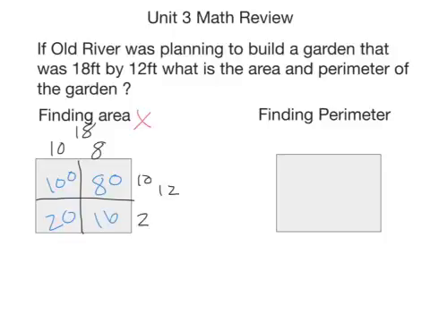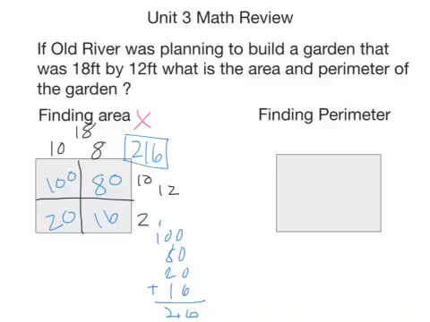Then all I'm going to do is add all of these numbers together. So I have 100 plus 80 plus 20 plus 16. Let's add it. 0 plus 0 plus 0 plus 6 is the same as 6. 0 plus 8 plus 2 plus 1 is the same as 11. Put my 1 down, carry my 1, and 1 plus 1 is the same as 2. So I know that my area is 216.